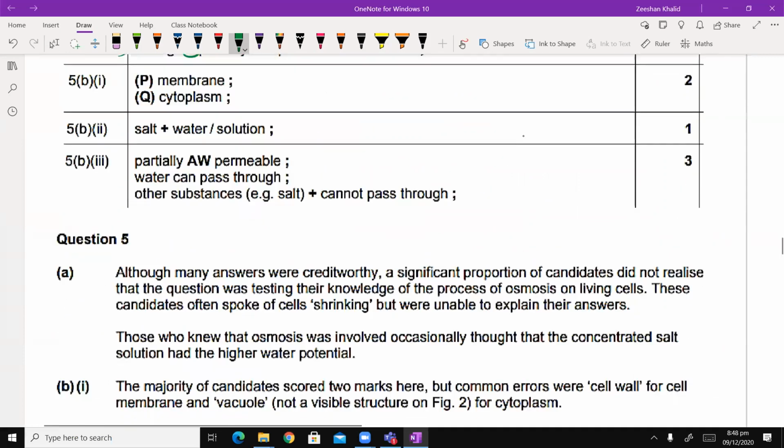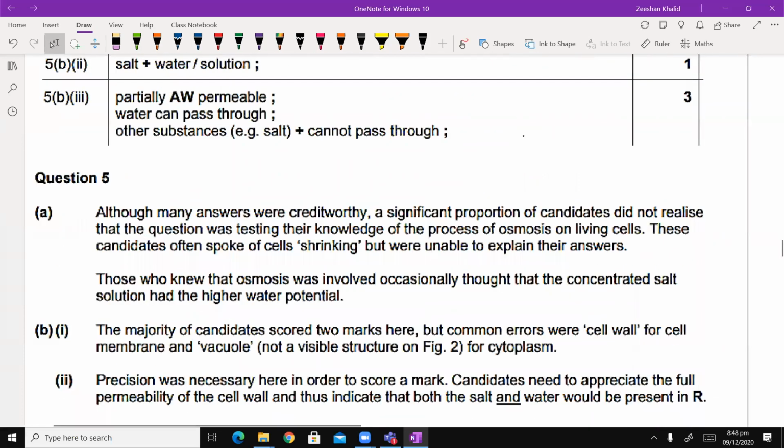Let me read the examiner report also. Okay, although many answers were credit worthy, a significant proportion of candidates did not realize that the question was testing their knowledge of the process of osmosis. और वो इसलिए क्योंकि वो explain पूछ रहा है. आगे वो कह रहा है these candidates often spoke of cells shrinking but were unable to explain their answers.